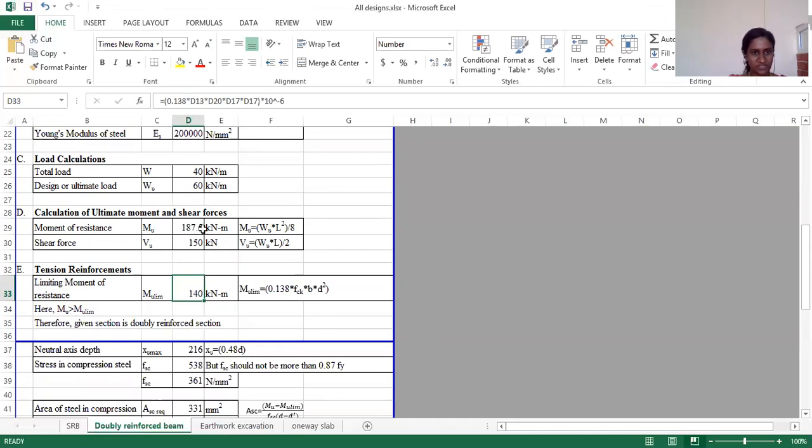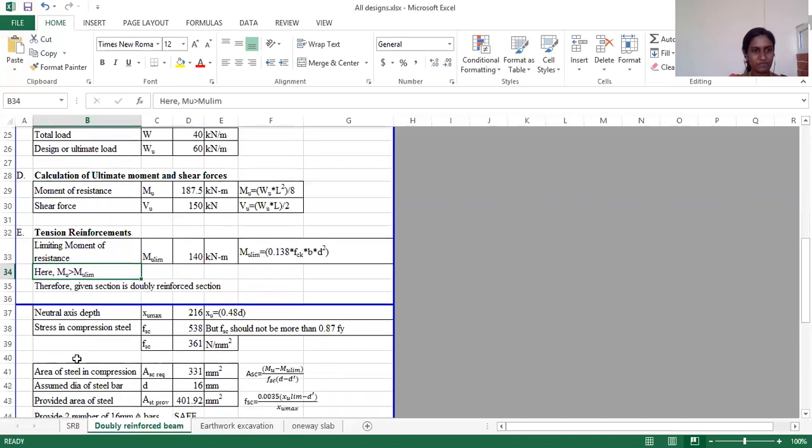Now see here, Mu is the moment actually coming over the beam because of the load, and this is the load which the beam can take up. So here the load coming is more than the capacity of the beam. So the beam needs extra reinforcement. That's why we should design it as a double reinforced beam. We are going to provide reinforcement both in the tension zone and also in the compression zone.